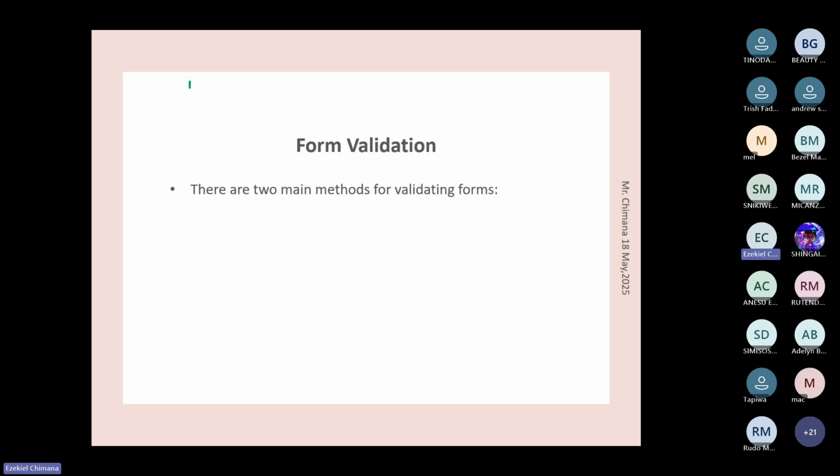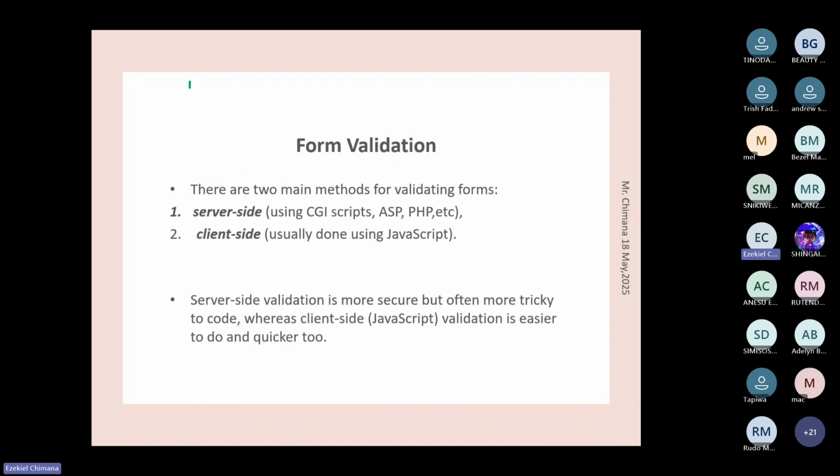So there are two main methods for validating a form. What are these two main methods? We've got the server-side, where you can use a server-side programming language. For us, we'll be using PHP, but you can use even Python, ASP, CGI. There are a lot of backend or server-side programming languages, but for us, we're going to use PHP. Also, there is the client side, where you normally do it using JavaScript. So if you want to do client-side validation, you can just use JavaScript, something like that.